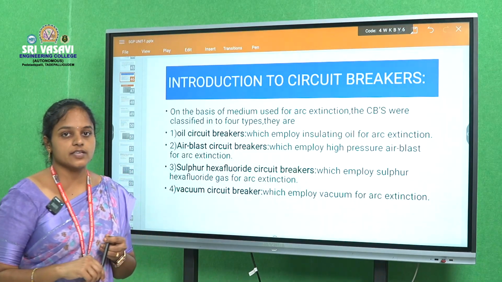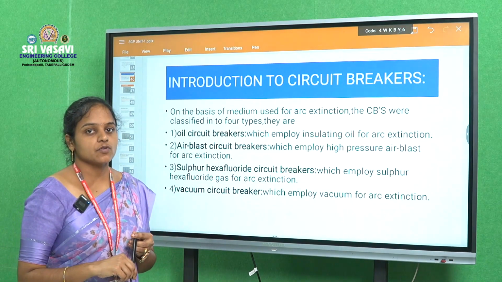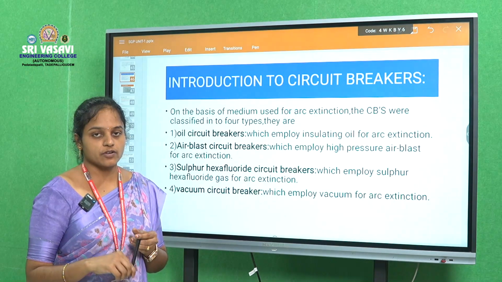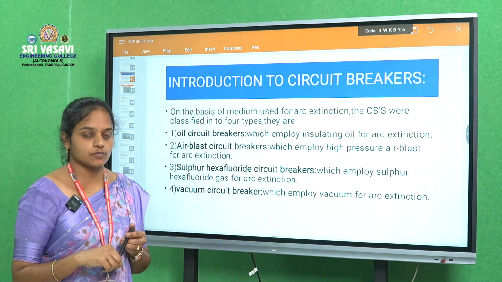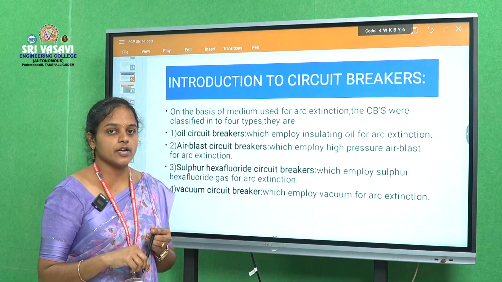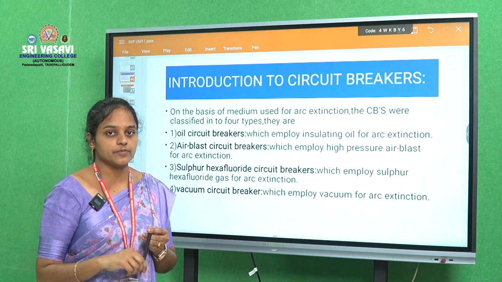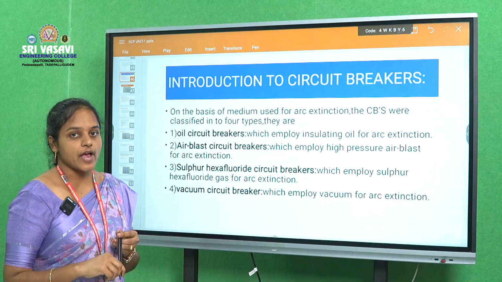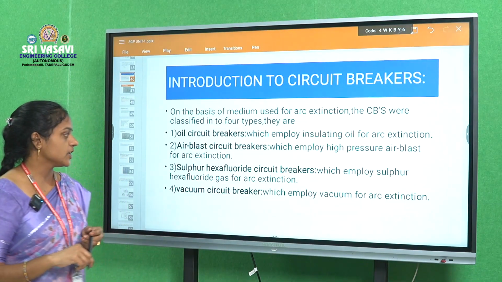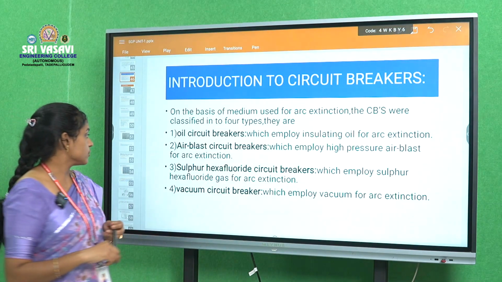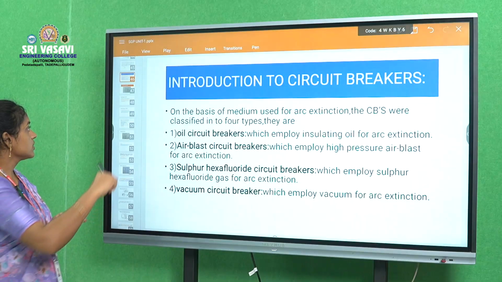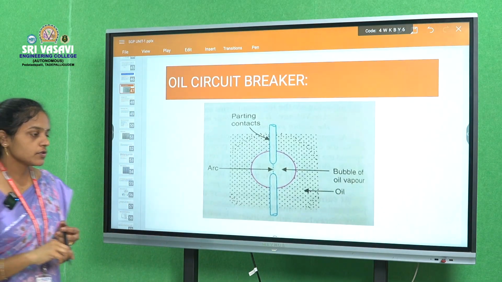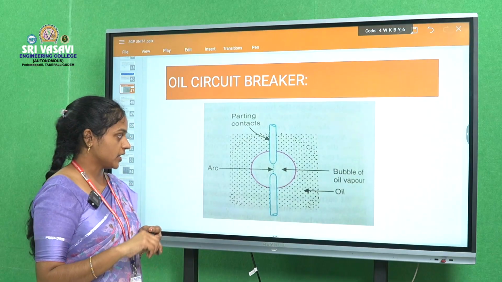If oil is used as the dielectric medium, then that is known as the oil circuit breaker. If air is used as the dielectric medium, that is known as the air circuit breaker. If sulfur hexafluoride is used, then that is known as the SF6 circuit breaker. If vacuum is used, then that is known as the vacuum circuit breaker. So first, oil circuit breakers are usually used in substations or other applications.